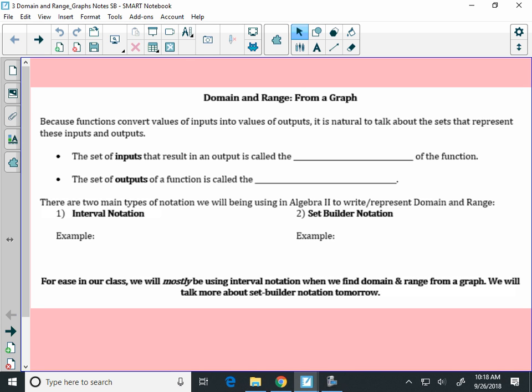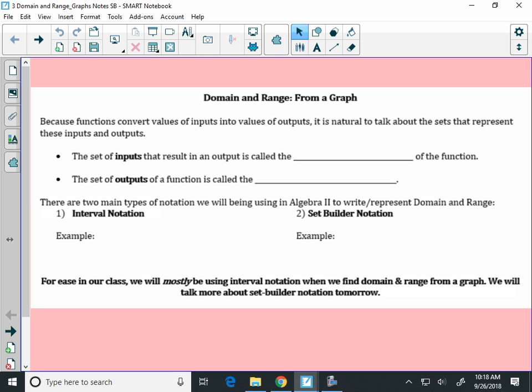Alright, so we're going to talk about domain and range today. This is a topic that you did back in Algebra 1. It's something that's really important in Algebra 2, so we're going to make sure that we really understand that interval notation that we practiced before this lesson, so that we can find domain and range from graphs.